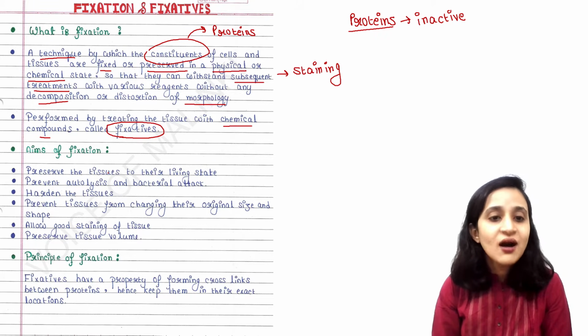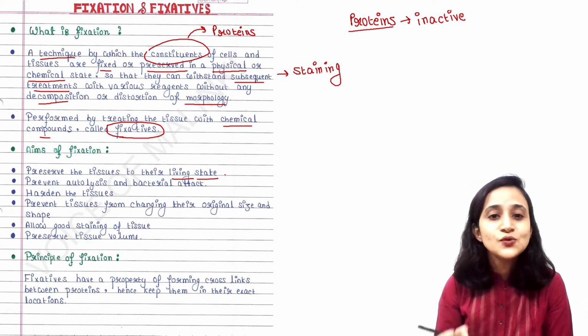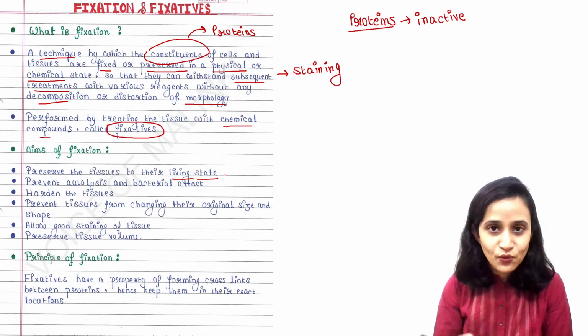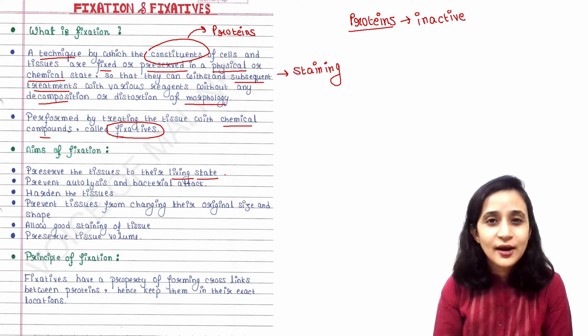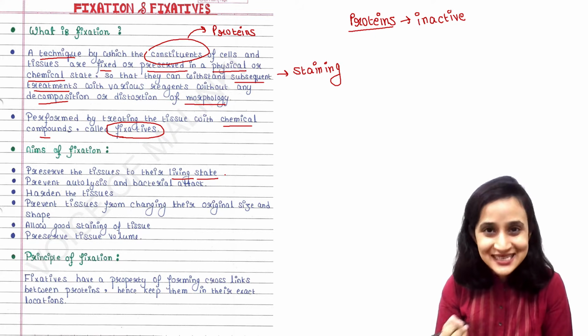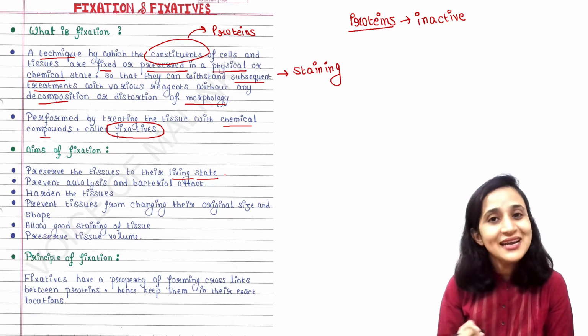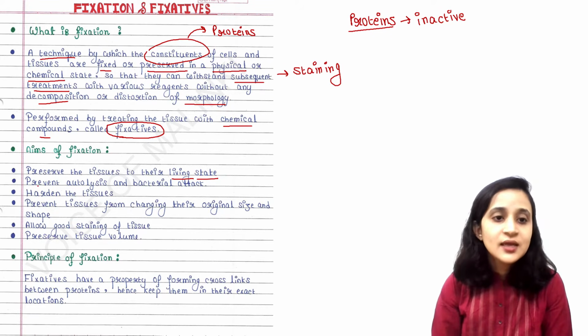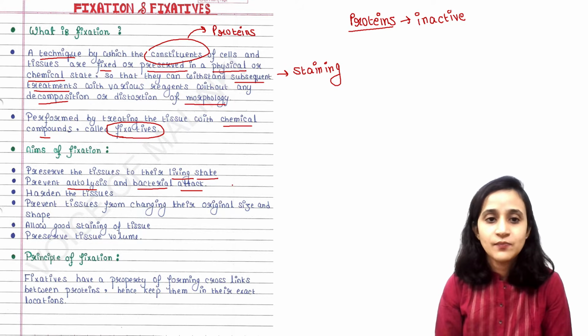To preserve the tissues to their living state. Otherwise, the proteins will act and the proteins will start to decay the cell and the cell will not be anymore in its living state. So we need to preserve the tissue to their living state. To prevent autolysis and bacterial attack.